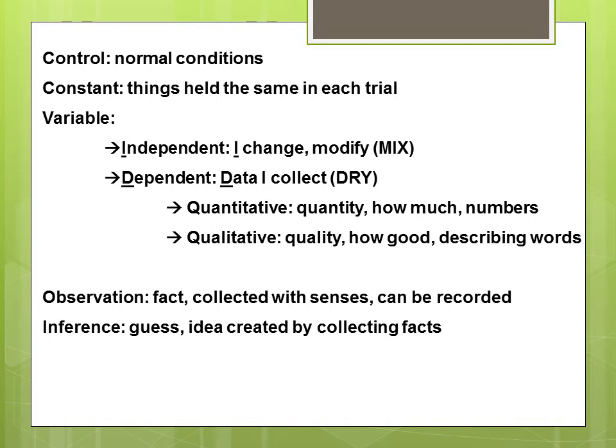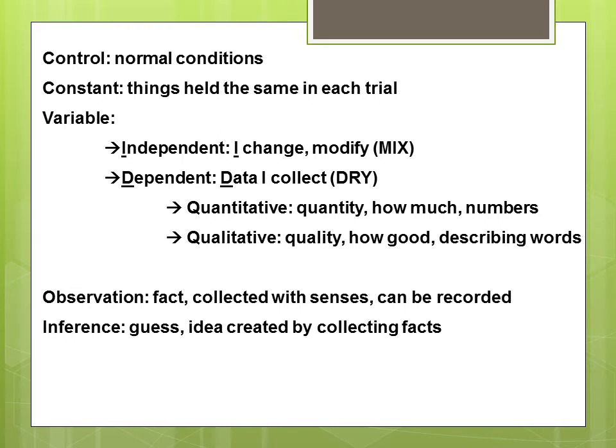And the next thing to know is an inference. An inference is a guess. It's basically an idea you create when you're collecting the facts. So as you're making observations around you, you can start thinking about inferences. An inference is sort of like that second step. After you make observations, then you can start to infer, either what's going to happen in the future or take guesses about basically what's happening.